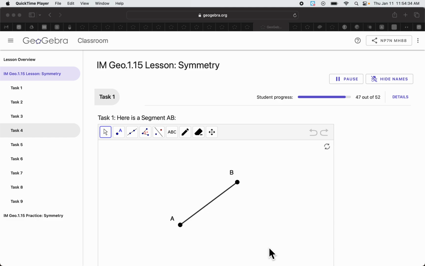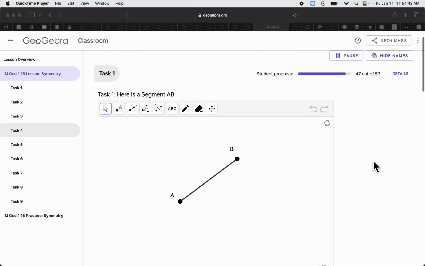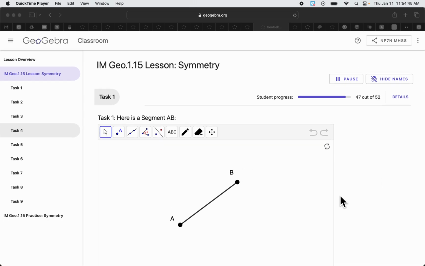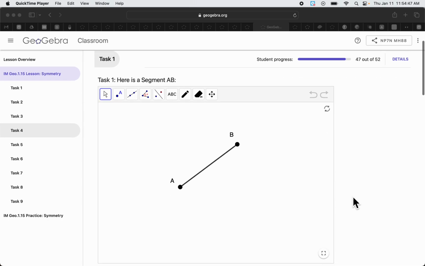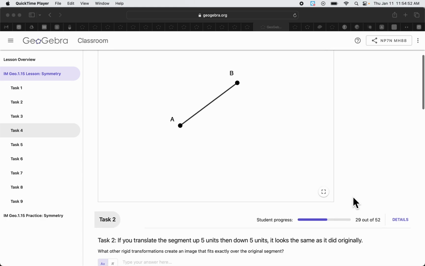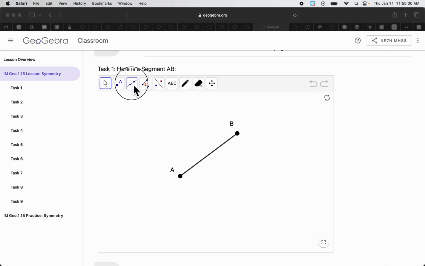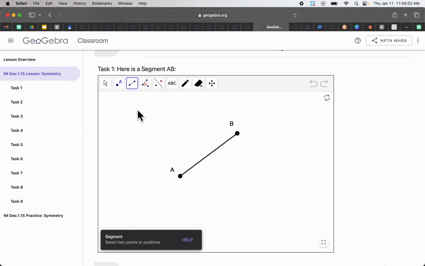Welcome to lesson 115. Today we're talking about symmetry. All right, so here we go. Task 1. Here's a segment AB. It says if I translate the segment up 5 units, then down 5 units, it looks the same as it did originally. Okay, so when I translate things, I need a vector, right?